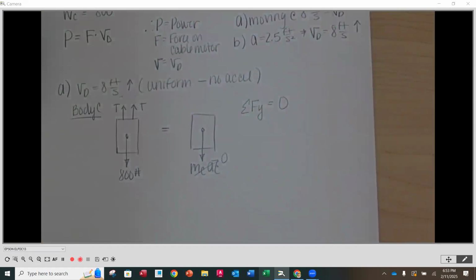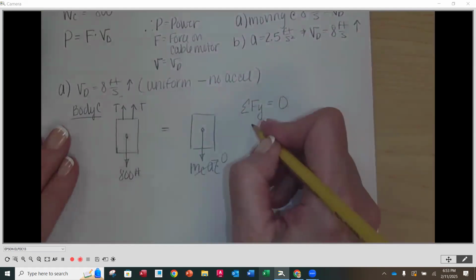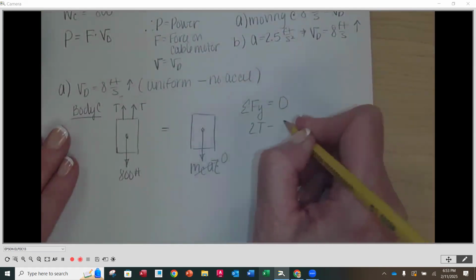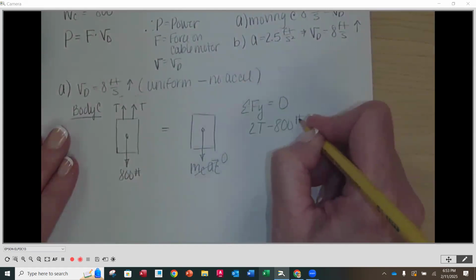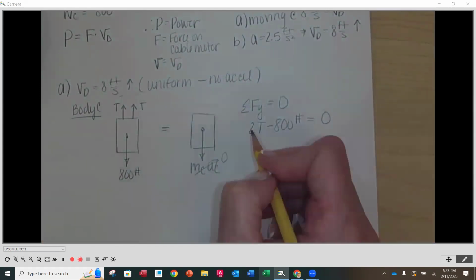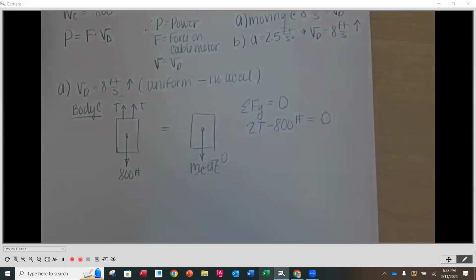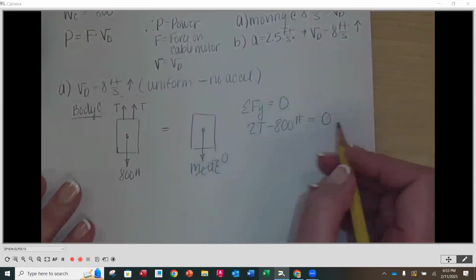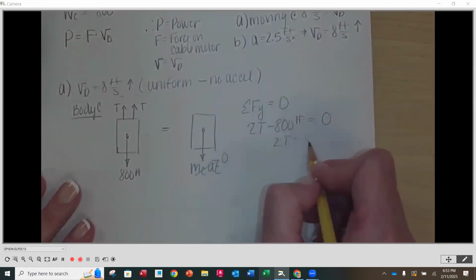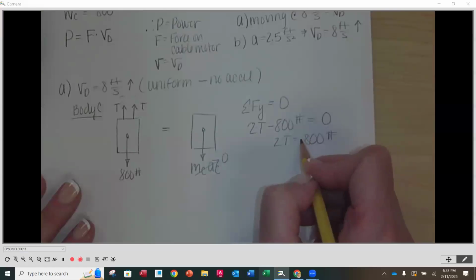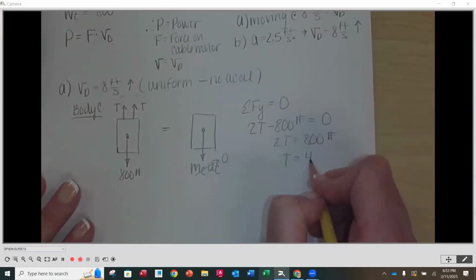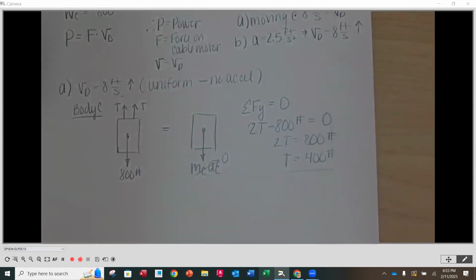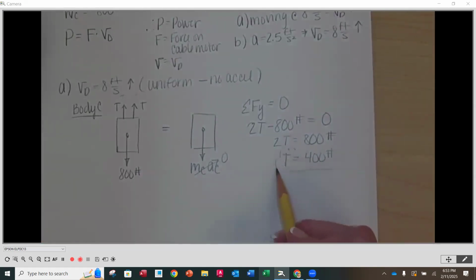Okay. So now we've got two T's going up, so we can say 2T minus 800 pounds is equal to 0, our normal convention. So then when we solve for T here, we're going to put the 800 on the other side. 2T is equal to 800 pounds. So T is equal to 400 pounds. Okay, so that's going to be the tension in the cable. So I'm going to put my little cloud around there. It's not a final answer, but it's one that's probably going to come in handy.